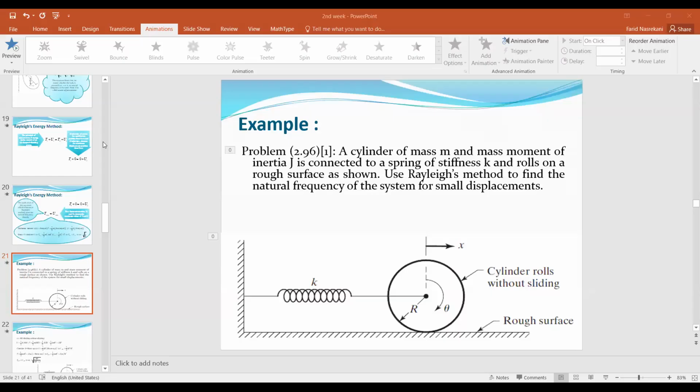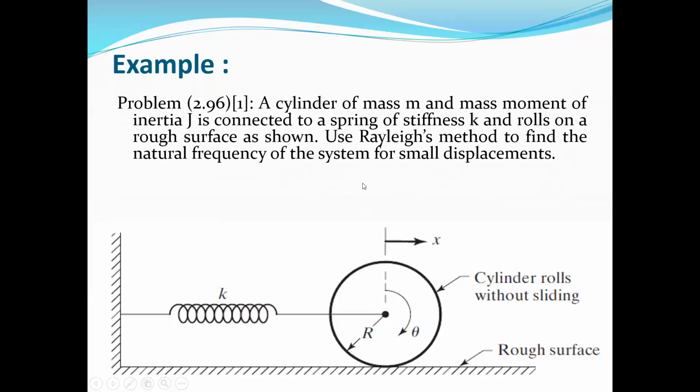We continue with single degree of freedom systems, and I think we should continue with Rayleigh's method with one example. Okay, here we have a system. We want to obtain the natural frequency for this system by using Rayleigh's method.